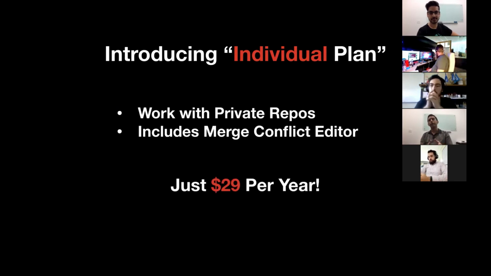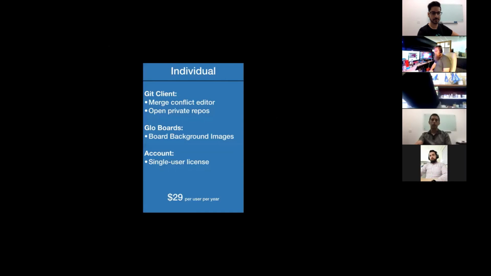And for the individual plan, we also want to not only give people the Git client additional features of opening private repos and the merge conflict editor, but we want to give them some Glow features as well. So Glow Boards is going to have a new feature for changing background images, and that feature is only going to be available in the individual and pro plans. So you'll get that in the individual plan.